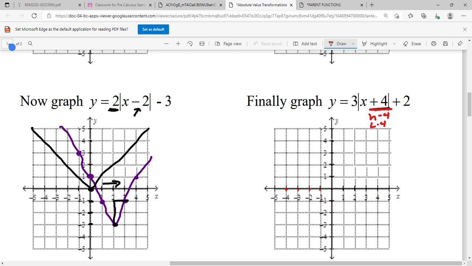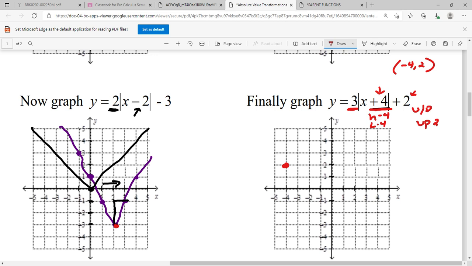Then this is our up, down, right? And this is telling us to go up 2. So we're going to go up 2. And that is our new vertex. The vertex is the point where your graph changes directions. Okay? Super easy to figure out what that vertex is. You change the sign of this one, that's your x value. You keep the sign of that one, that's your y. So it should be negative 4, 2 is our vertex. Negative 4, 2, right there. That's where it changes.